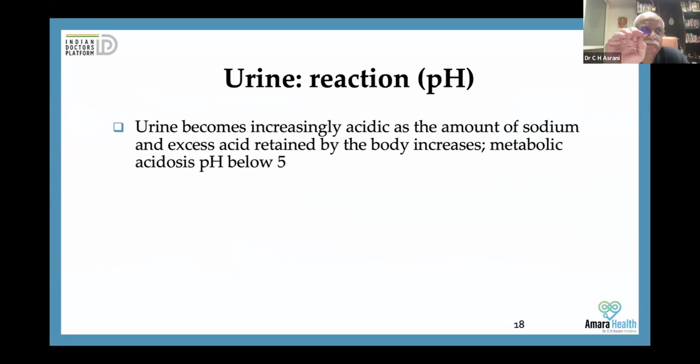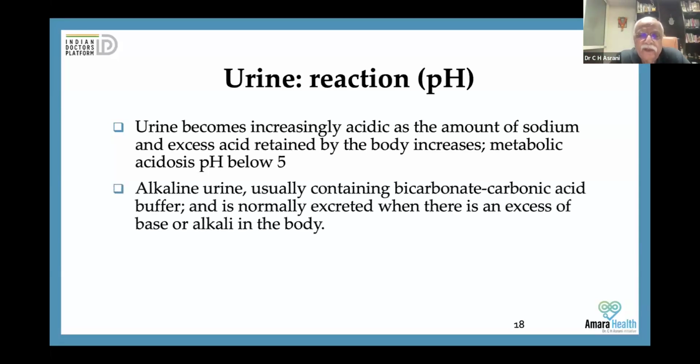So you have a patient with uncontrolled diabetes, or severe asthma with high fever, and urine pH is below 5. You can be almost certain the patient is in metabolic acidosis. You can get serum sodium bicarbonate. Alkaline urine, usually containing bicarbonate carbonic acid buffer, is normally excreted when there is an excess of base or alkali in the body.